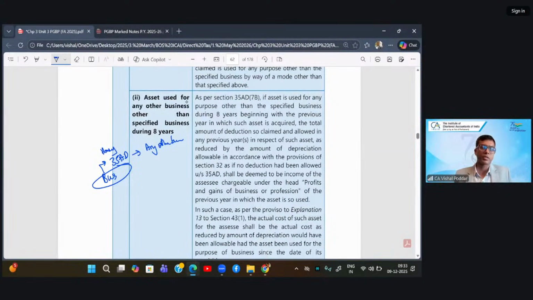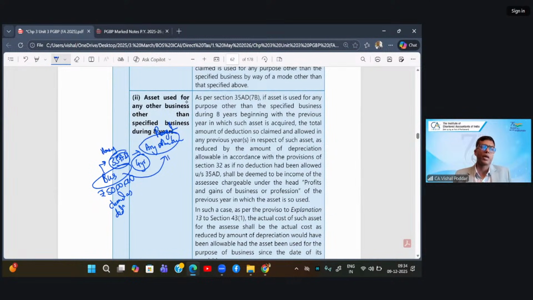So for this bus, the cost was rupees 50 lakhs, and I had claimed the entire amount as deduction under 35AD immediately, because 35AD allows me to take deduction immediately. However, after 4 years, now I shifted this bus into another business. Now, this is a regular business.